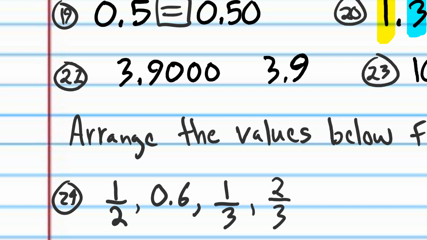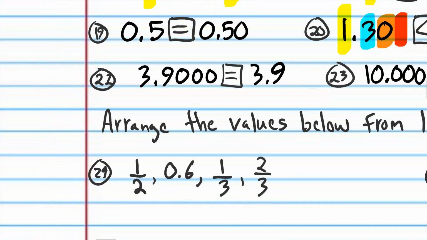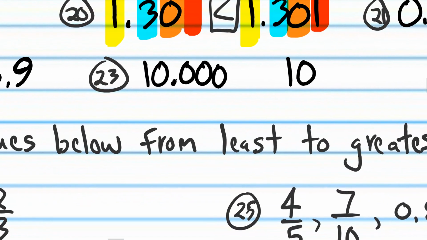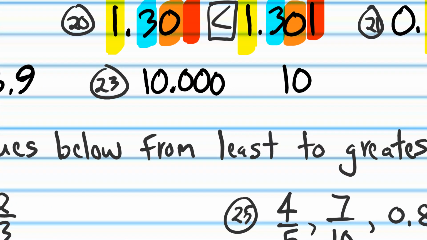All right, we're back. So remember, these zeros can just disappear, which means that 3.9 is equal to 3.9. Same situation here, so try number 23, and when you're done, we'll do it together.